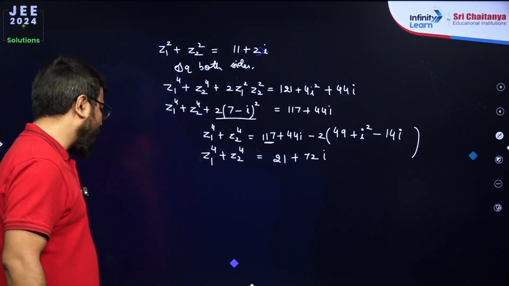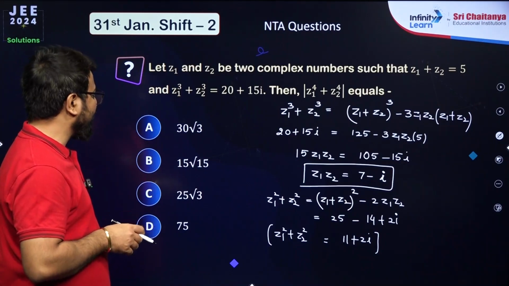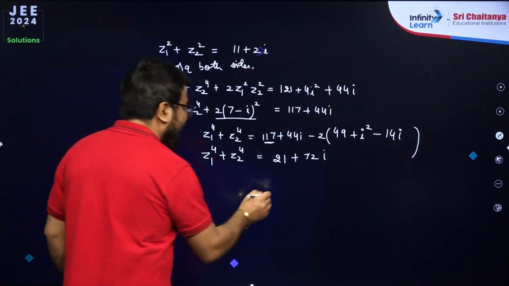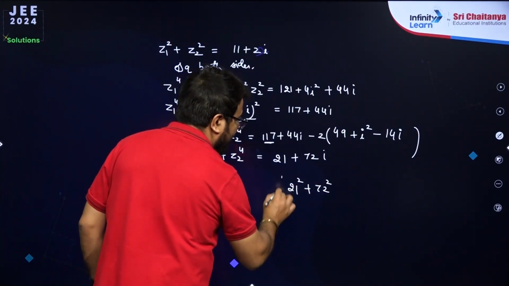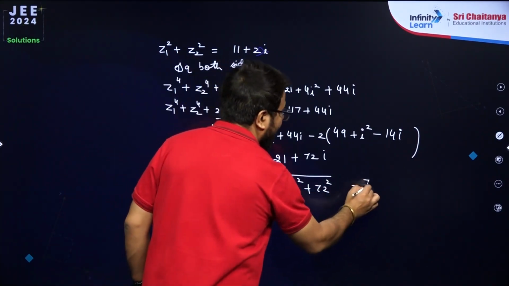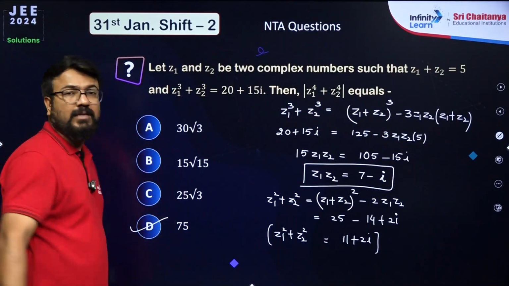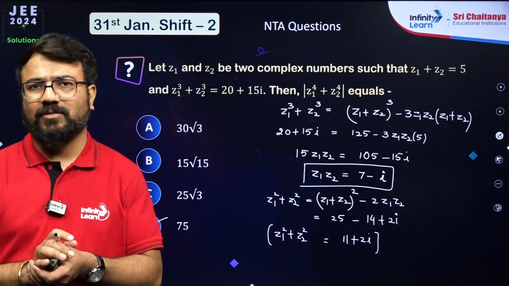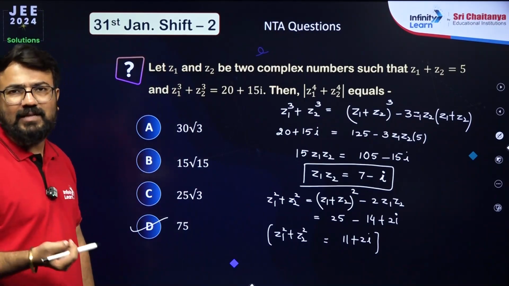I hope you understood how we got the value of this expression. Now what are they asking for? They are asking for the value of z1 raised to the power 4 plus z2 raised to the power 4 with a modulus. That means ultimately we need to do 21 square plus 72 square, and take the square root of that. So finally we will get the result as 75, and 75 is given to us in option D. So option D will be the final answer. Are you all able to understand how we got the answer to this question? It was quite an easy question, just the basic algebra, polynomial identities that we have applied here.